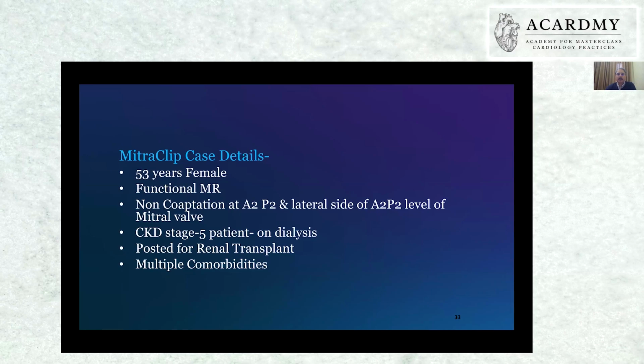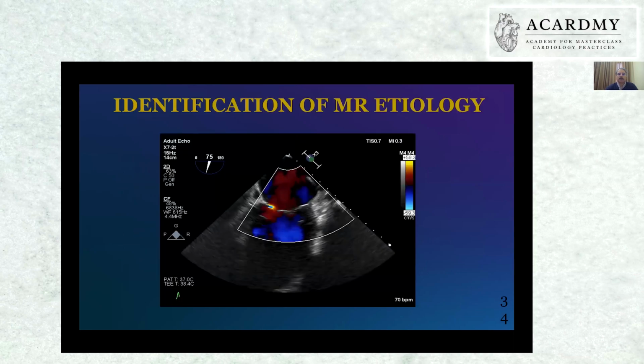So I think this case will show you better detail. Probably those videos were not fully showing the orientation. This is a recent case which I did last month. This case, a young lawyer, almost 53-year-old. No, sorry, this is a separate case. 53-year-old female, functional MR, non-coaptation of A2P2 and the lateral side of A2P2 level of the mitral valve. The patient had CKD on dialysis, posted for renal transplant, multiple comorbidities.